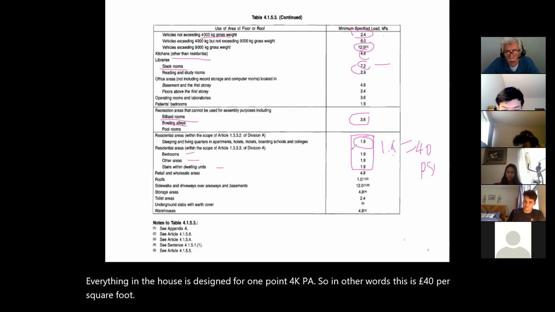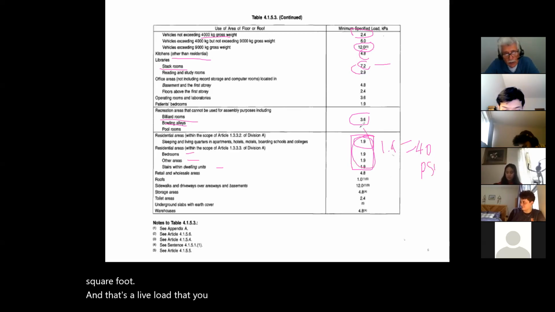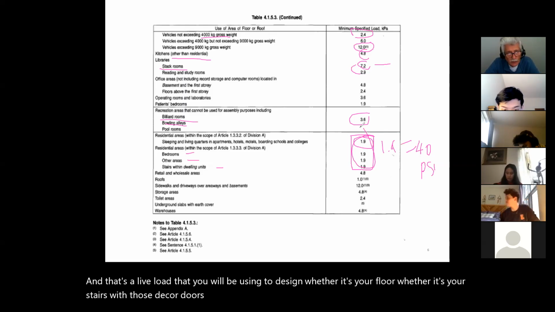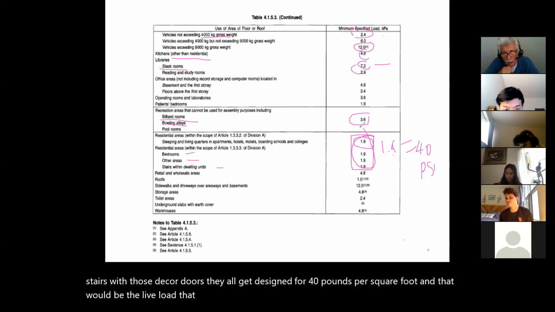And that's the live load that you will be using to design, whether it's your floor, whether it's your stairs, whether it's the corridors, they all get designed for 40 pounds per square foot. And that would be the live load that you would be applying, okay?